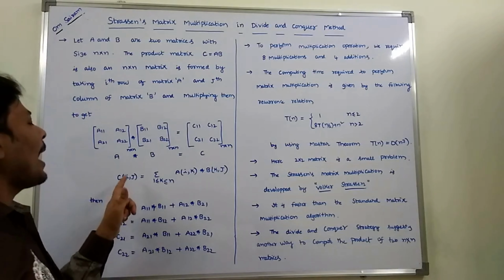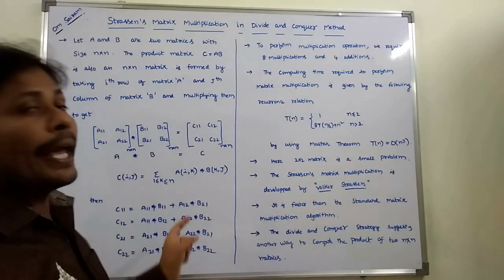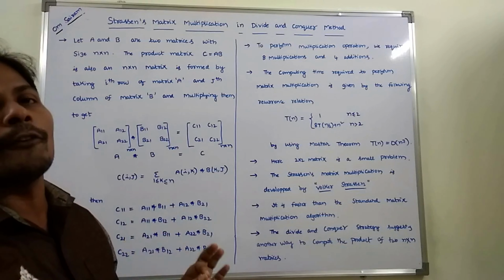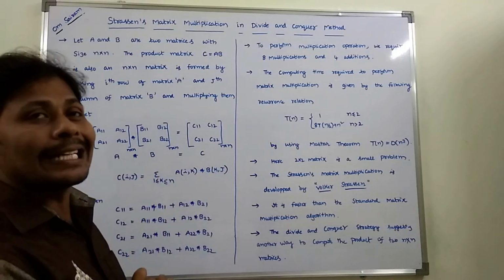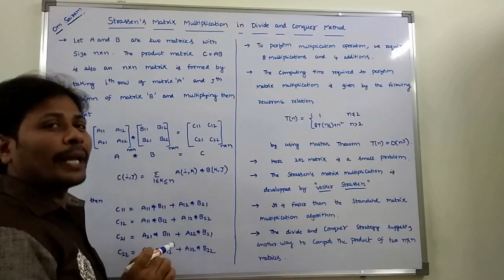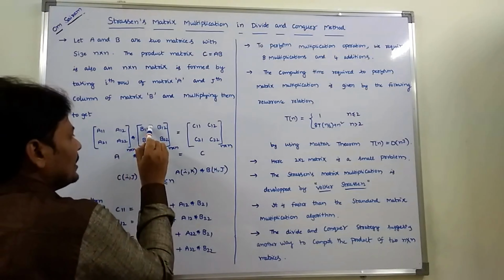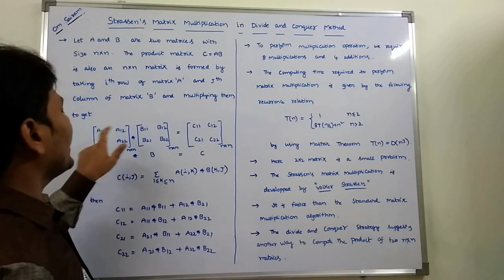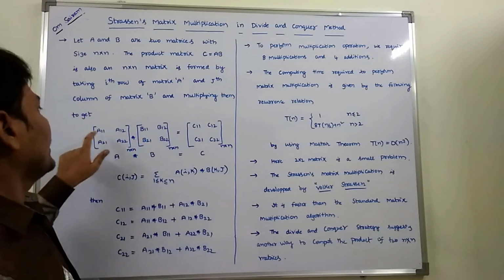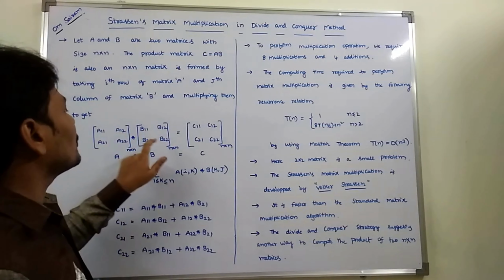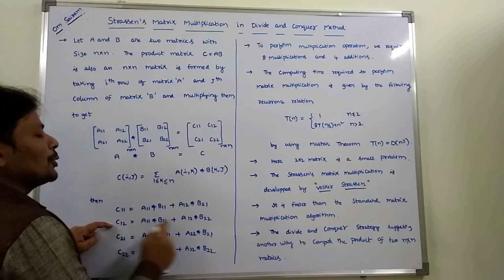So C of ij is equal to the sigma, 1 less than or equal to k less than or equal to n, of A of i comma k into B of k comma j. By using this formula, we find the resultant matrix C by multiplying these elements. That is A11 into B11 plus A12 into B21. Next, A11 into B12 plus A12 into B22. So that is the C11 value and this is the C12 value.